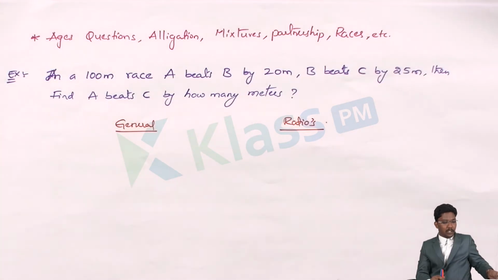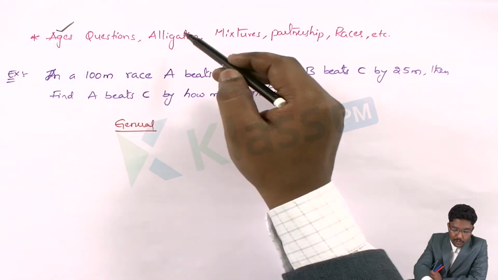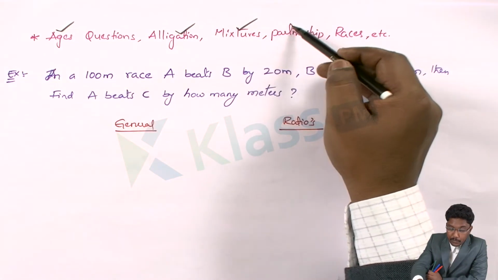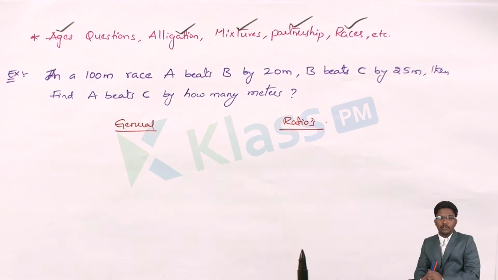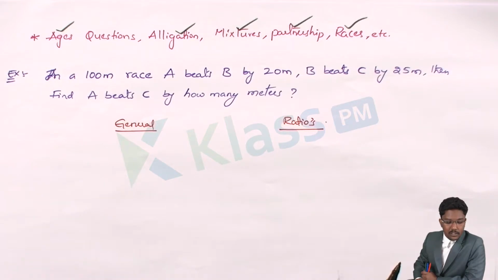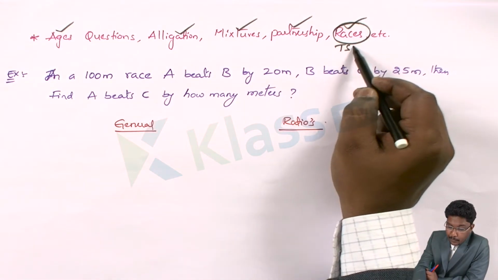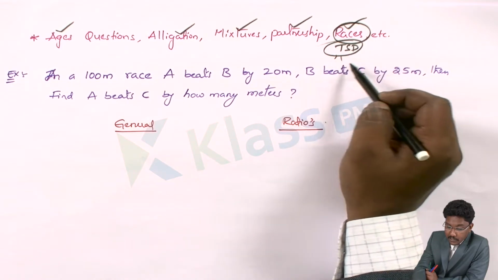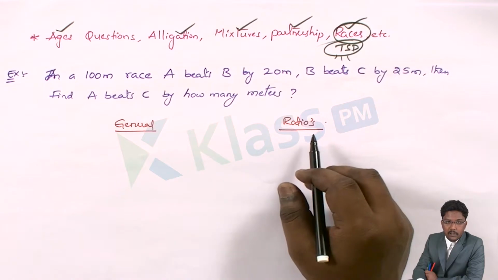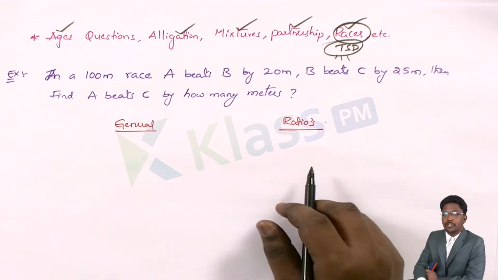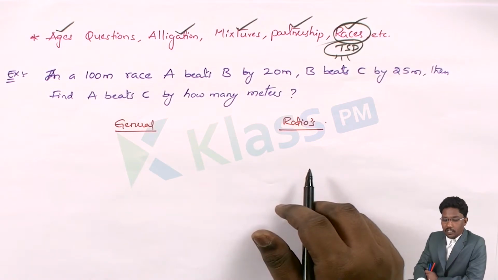Using ratio and proportion we can solve ages questions, alligations questions, mixture questions, partnership questions, and races and games questions. Let us see how races and games are done with this. Everyone thinks races and games come under time, speed and distance, because there is a speed and a defeated person. If person A defeats person B, it still comes under ratios and proportions. Using ratios and proportion we can easily solve a races question.